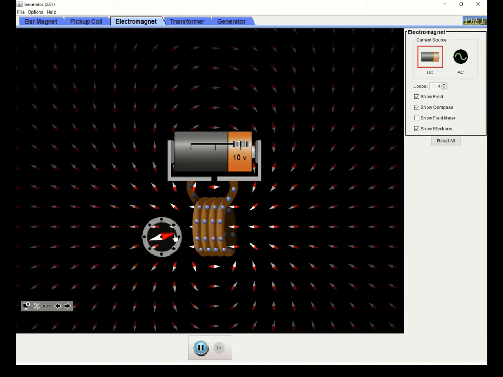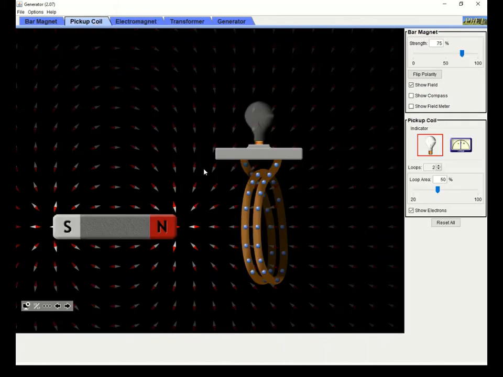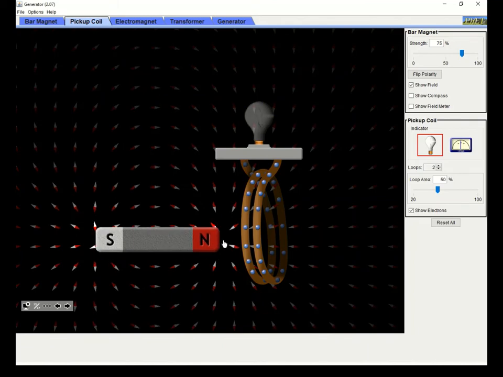You can see that my north end of my compass is pointing to this end, so this is south. And then it loops around. And then this is north, so this was an electromagnet. But what we can do is we can take this magnet, and if I just put it by the loops, it doesn't do anything.